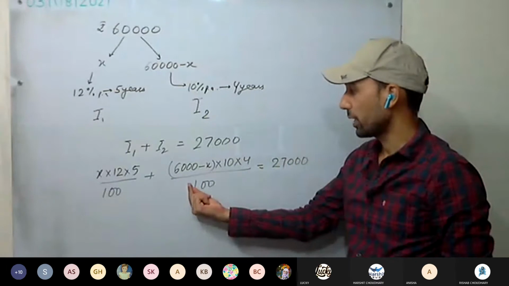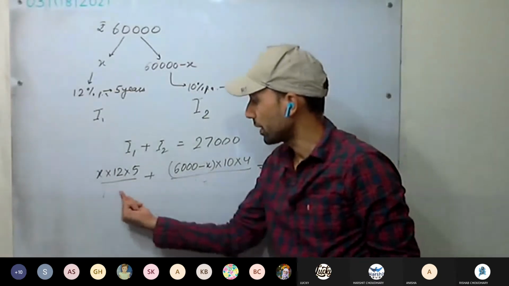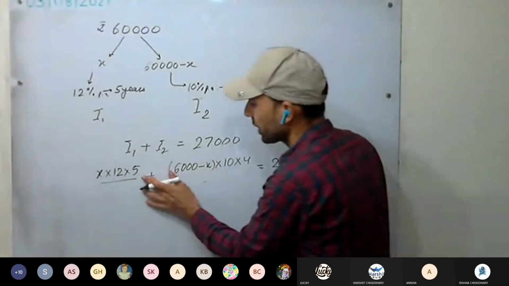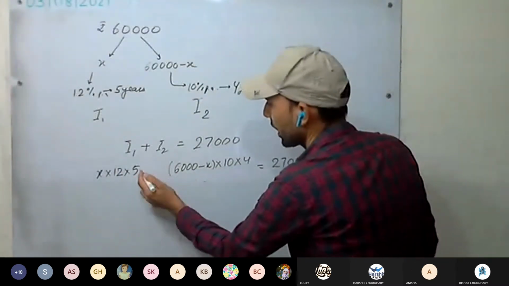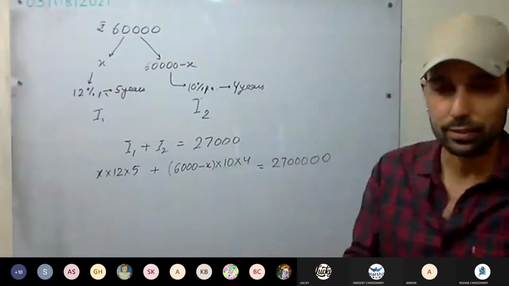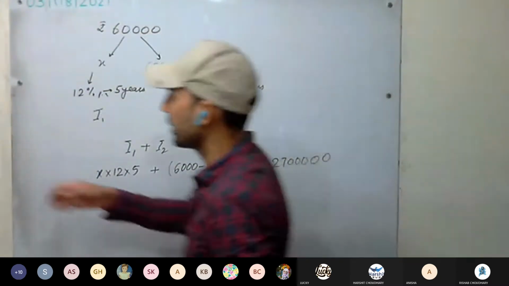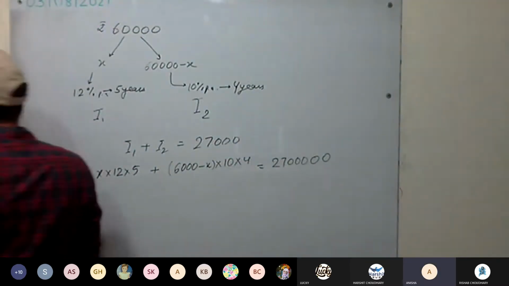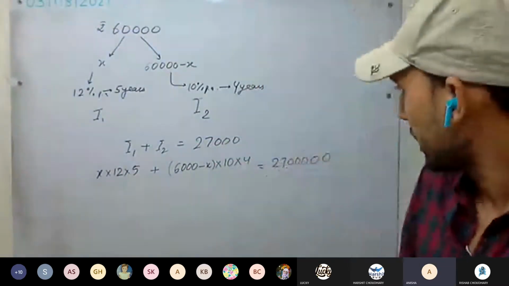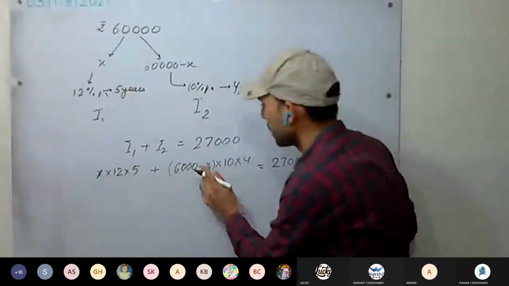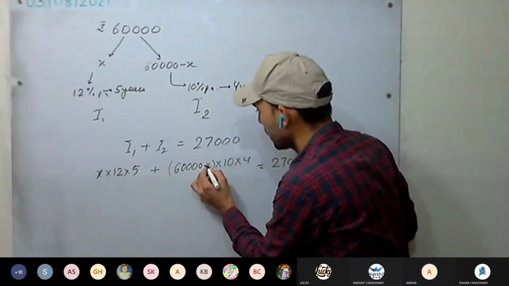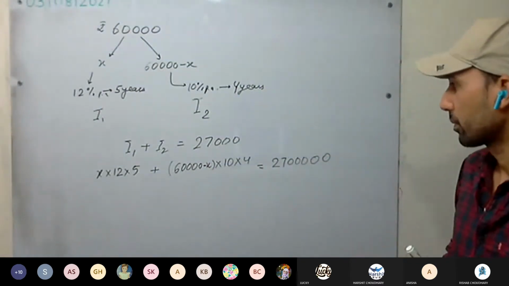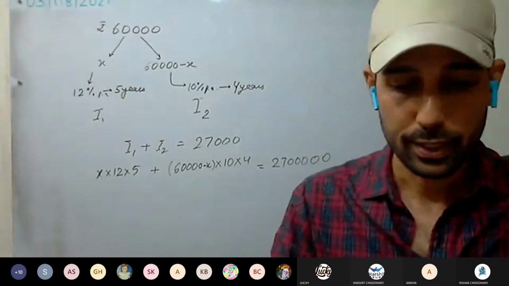Okay. Zeros you can remove. 100, 100. And you can multiply here, 2 zeros. Calculate it and tell me. Calculate the value of X, everyone. It is 60,000. Then 60,000 minus X. Okay. Calculate it, everyone.